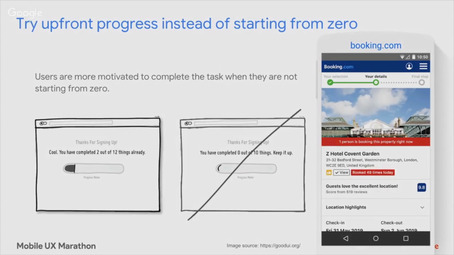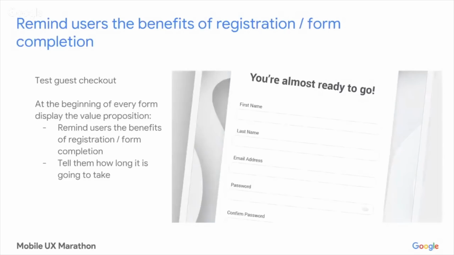Also, in the beginning of every form, you need to remind users of the benefits of the form completion, the benefits of the registration, if that's an account creation form, and in general, tell them how easy it is to do it here, right now, so they're, again, very motivated to do that. Always show a value proposition on the top of every form.